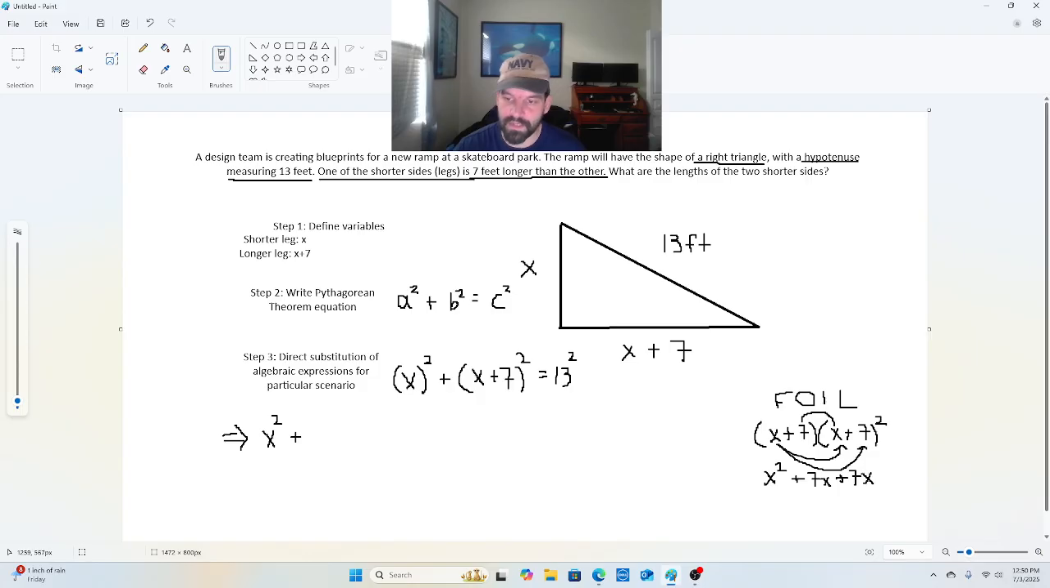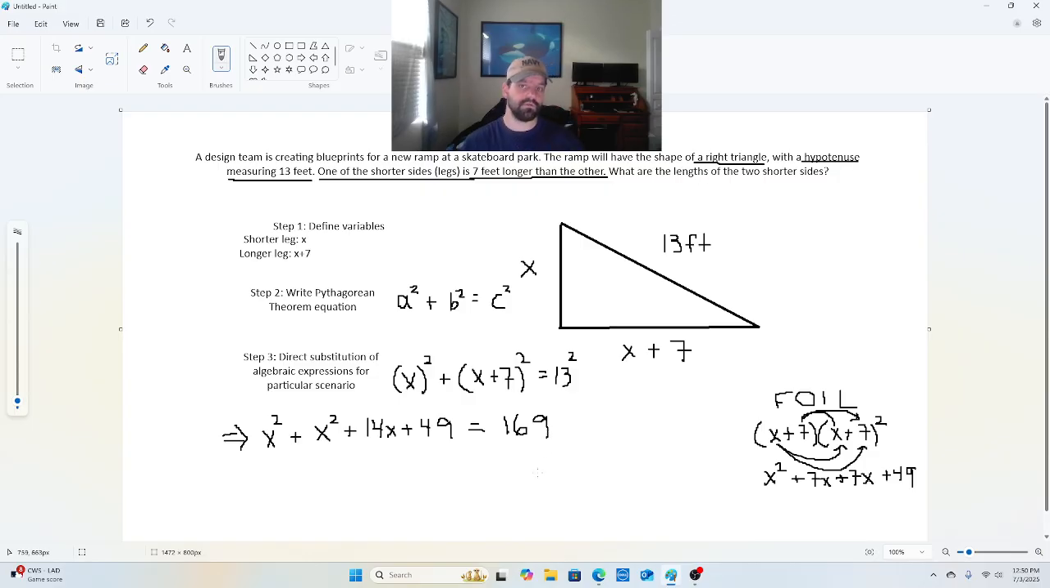And then we have L for last, which is just going to be the two last parts, or latter parts, of the binomial. So 7 times 7, that's going to be 49. So now we can go ahead and put that into our equation here. And then on the right side, 13 squared is just going to be 169.